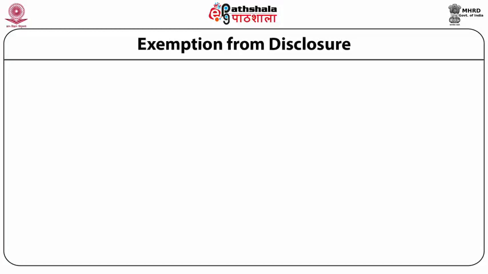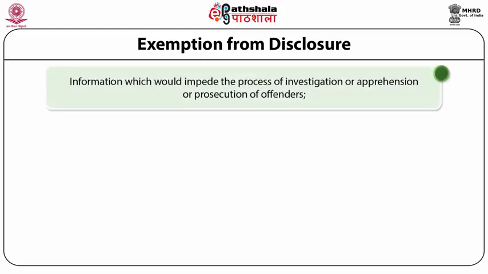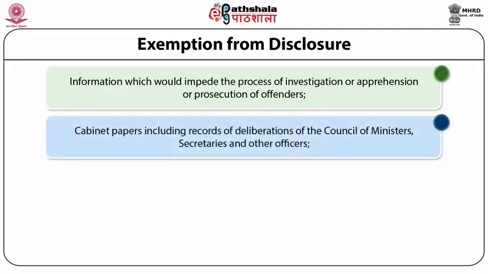Continuing with the exemptions from disclosure, we may say that information which would impede the process of investigation, apprehension, or prosecution of the offender is to be exempted. Cabinet papers, including records of deliberations of the Council of Ministers, Secretaries, and other officers, are also exempted.